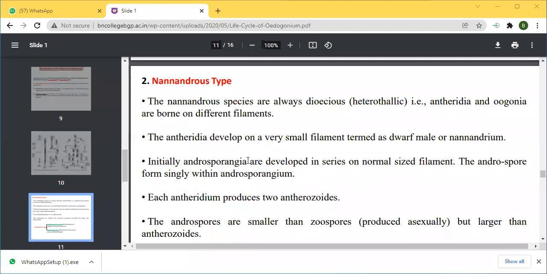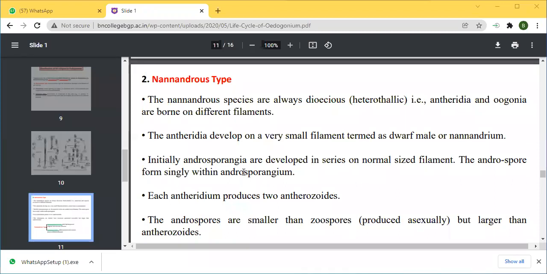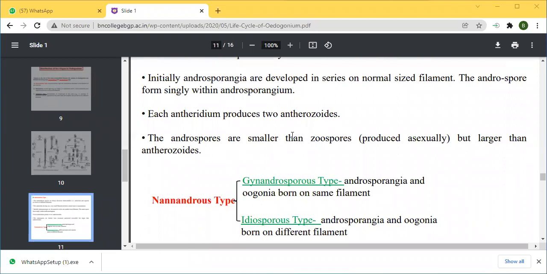Initially, androsporangia are developed in series on a normal sized filament. The androspores form within the androsporangia. Each antheridium produces two antherozoids. Here the androspores are much smaller than zoospores. The male gamete is very small compared to the zoospores. Where did you see zoospores? I told you in asexual reproduction; those are zoospores. These androspores look like zoospores, but they are very small in size, though larger than the antherozoids.